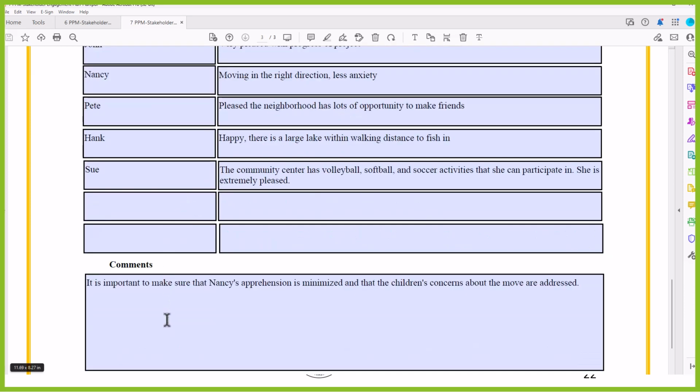And you can see I made a comment here that it's important to make sure that Nancy's apprehension is minimized and that we do address the children's concerns about the move. So that's a stakeholder engagement plan. Very, very important. It is really critical to the project itself.